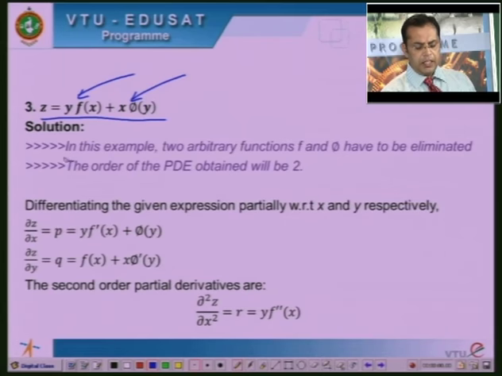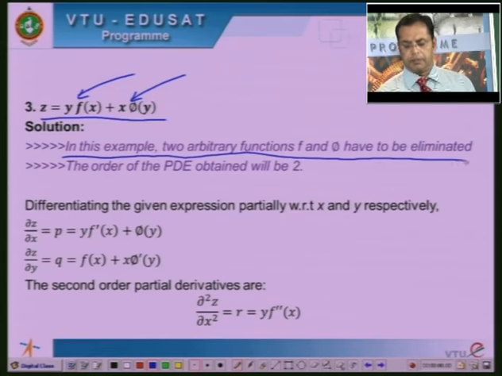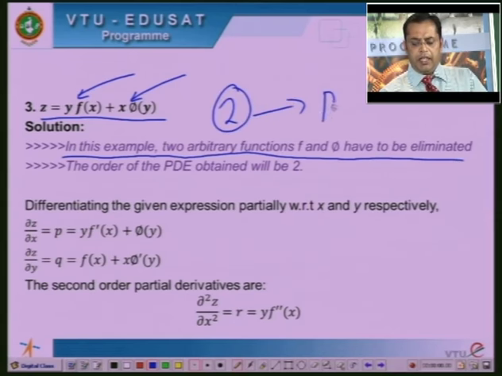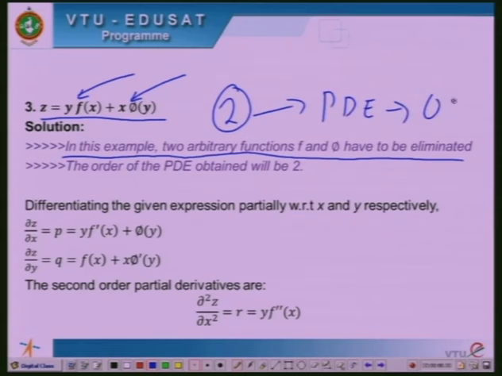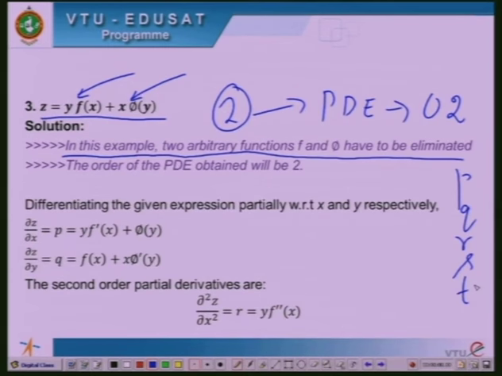So, what are the observations to be made? First observation, in this example, two arbitrary functions f and phi have to be eliminated. By our definition given earlier, because there are two functions, the PDE should be of order 2. You cannot get a first order PDE. That means not only do you calculate p or q, you also try and calculate r, s and t. R, s and t, as you see here on the board, are the second order partial derivatives with respect to x, x and y, and y itself.